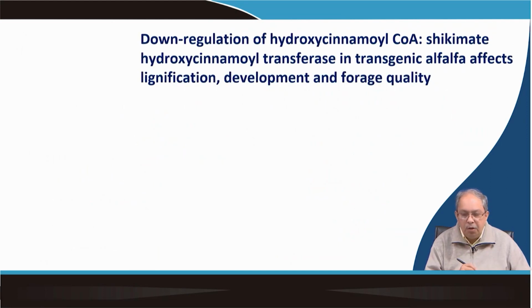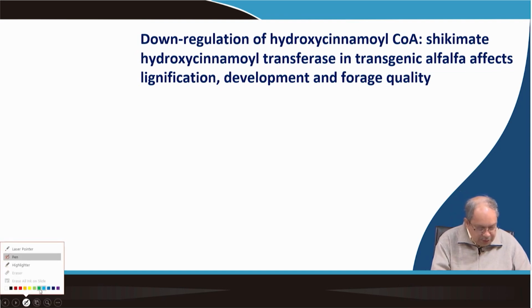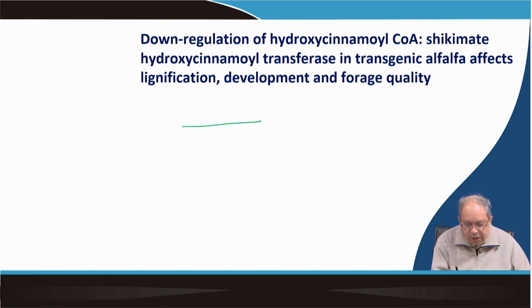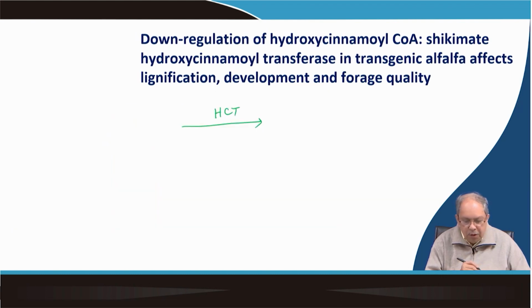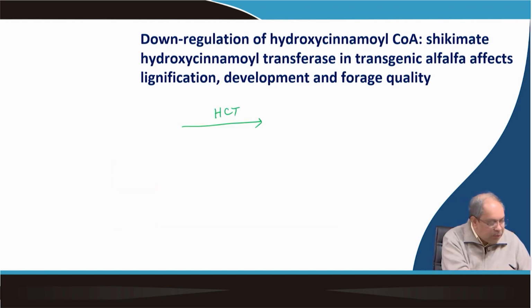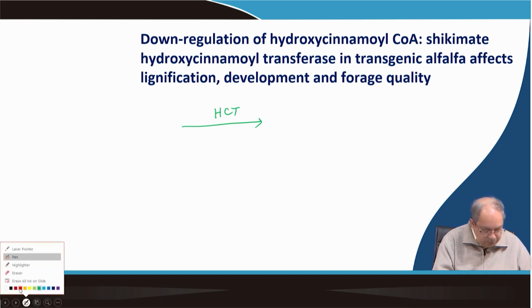So, the last one now I will discuss, that is the case study where downregulation of hydroxycinnamoyl CoA shikimate hydroxycinnamoyl transferase. This is the HCT. So, the HCT downregulation, and that affects lignification, development and forage quality. So, HCT, what does it do? It basically converts coumaroyl CoA to coumaroyl shikimate. Okay, let me use it in that way.